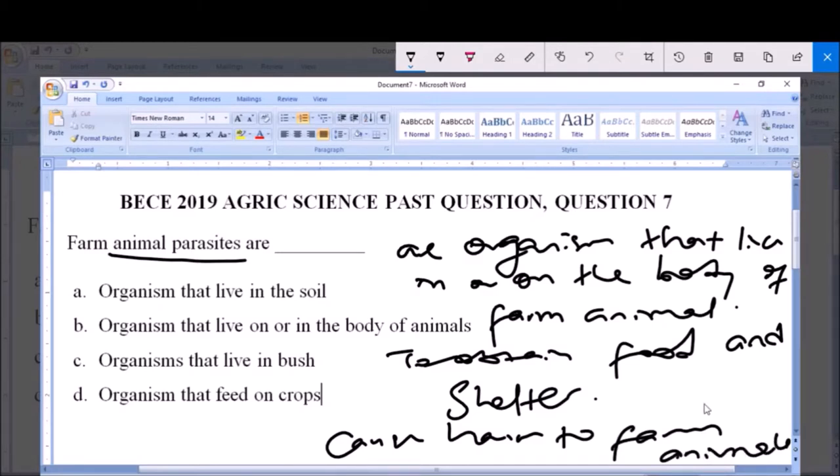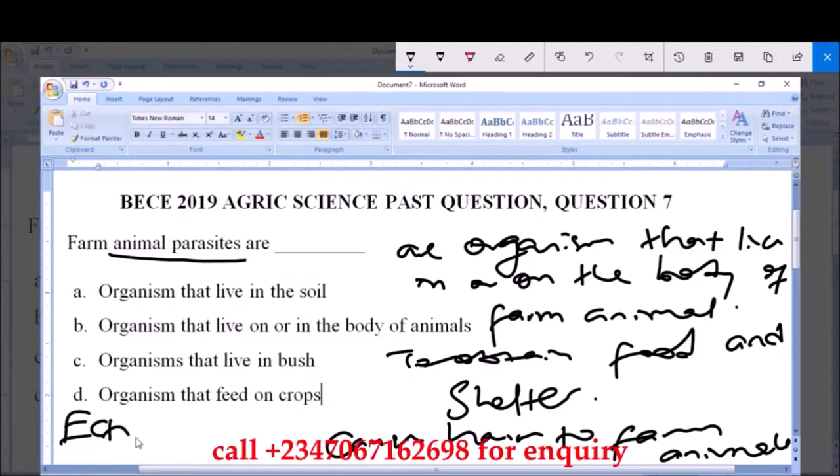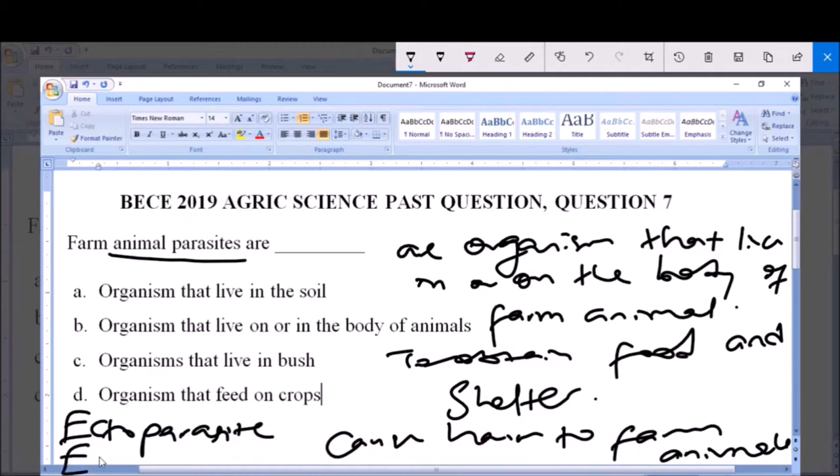So there are organisms that live in or on the body of farm animals. Some of them live on the body of farm animals. That is, you see them outside. We call these ones the ectoparasites. They live on the body of the animal, while those that live inside the body of the animals, we call the endoparasites. So therefore, farm animal parasites are organisms that live in or on the body of farm animals. And from this, option B corresponds to our answer, that is, organisms that live on or in the body of farm animals, which is B. So B is the right answer.